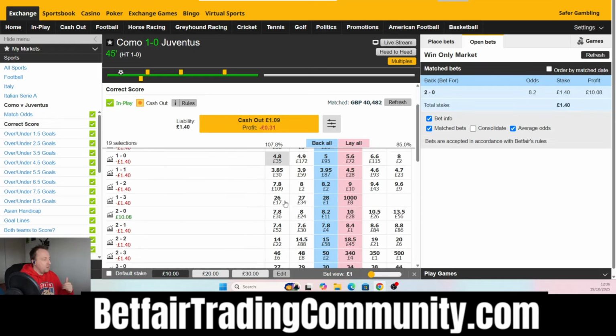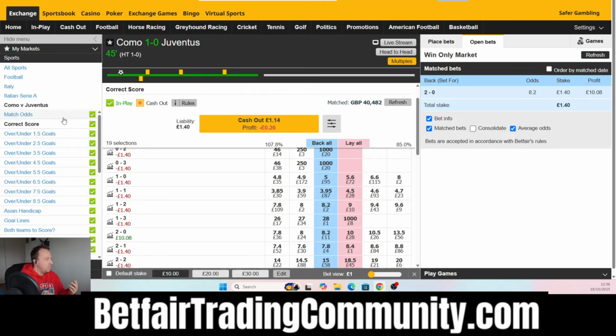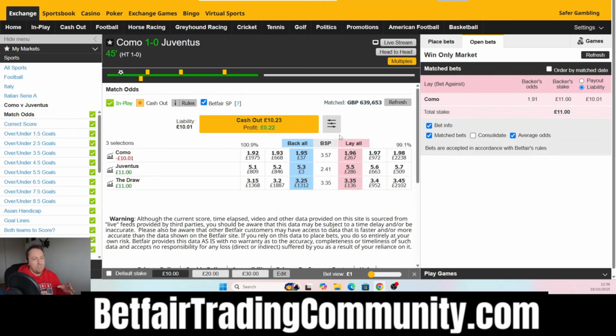Now, you do have, obviously, the risk of it ending 1-0. So I'd only really do this on matches where you're really convinced it's not going to end 1-0. I don't think it's going to end 1-0. These teams like to have second half goals. The momentum I've watched has said Juventus are going to potentially score the next goal, get back into this game. I think there's good value in laying Como, but I've also covered the 2-0 scoreline. So it does get 2-0.